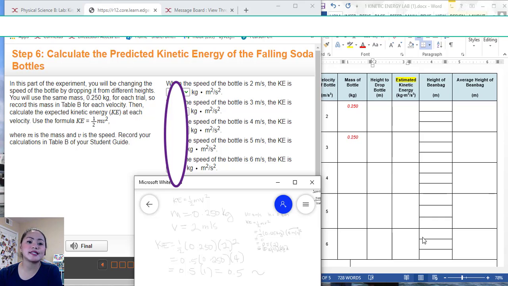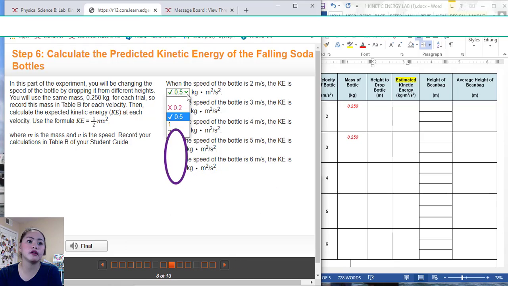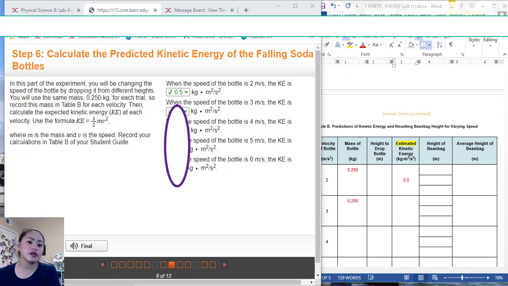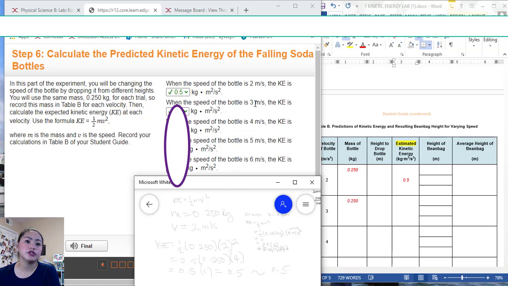So it says estimate. What is the estimate for 0.5? Put 0.5 right there and see if you have a 0.5 here. And yeah, we have a 0.5. Okay, and then you are going to put 0.5 here. And then you're going to do the same thing for 3, 4, 5. So you're just going to change this number to 3, 4, 5, and 6 respectively.